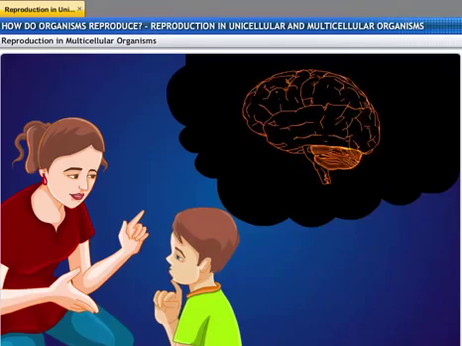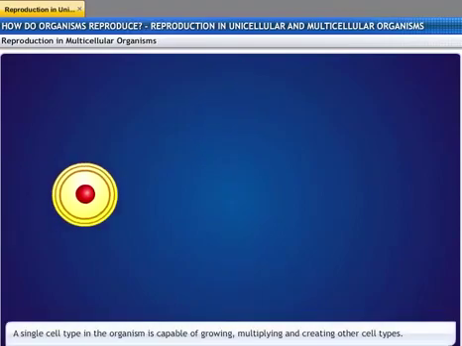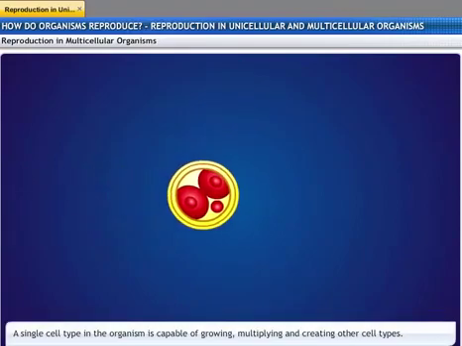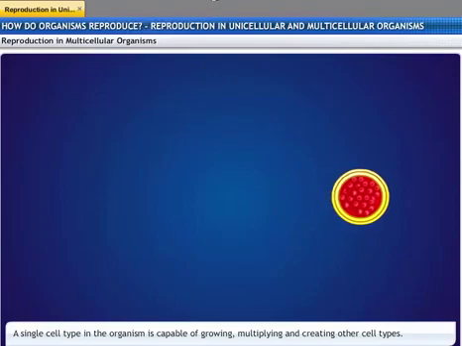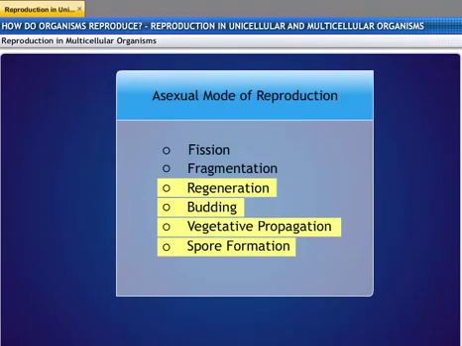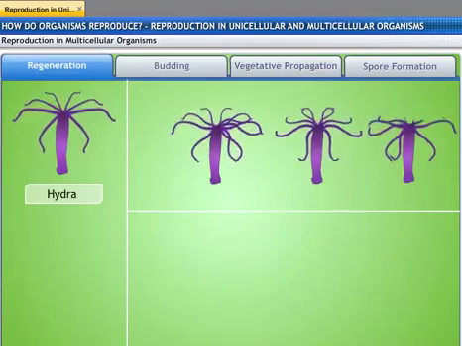So what happens in reproduction of such organisms? They use more complex ways of reproduction. There is typically a single cell type in the organism that is capable of growing, multiplying, and creating other cell types under appropriate conditions. This can happen through regeneration, budding, vegetative propagation, and spore formation. Regeneration involves development of new individuals from body parts.